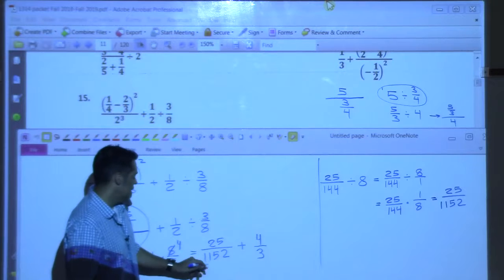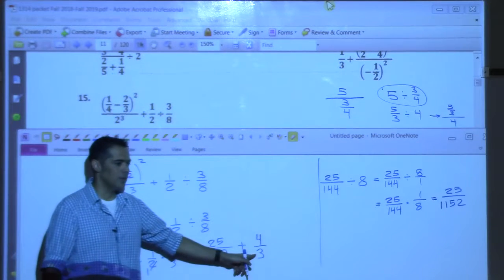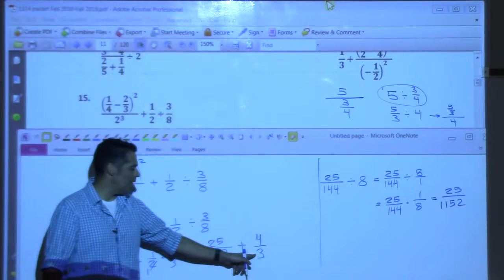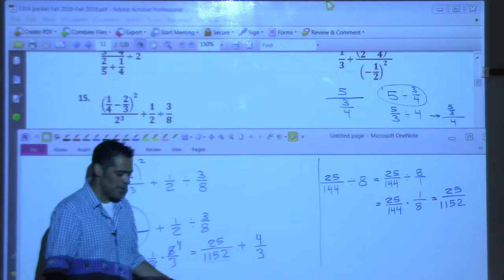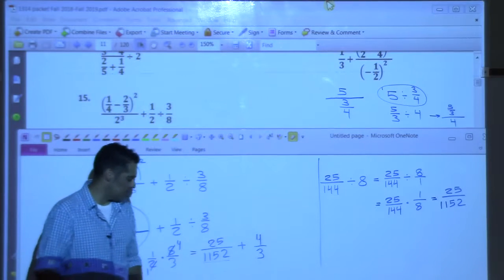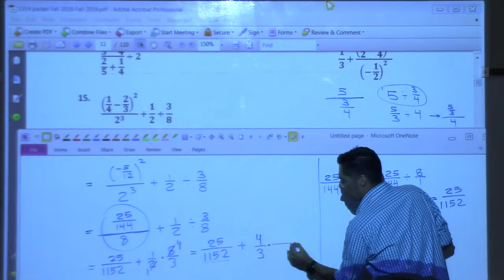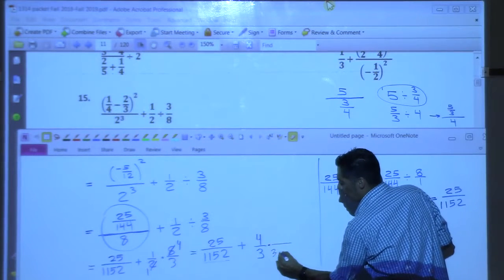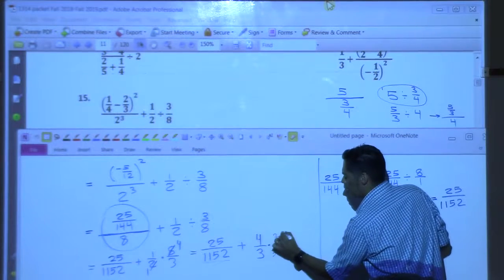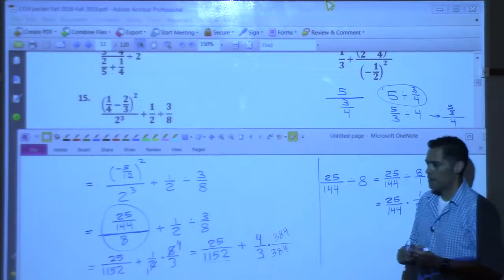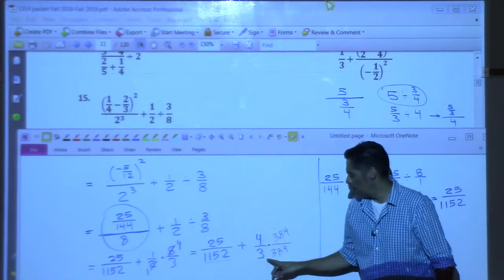So this can be your common denominator, 1152. So you have to turn 3 into 1152. So you multiply it by what to do that? Just get on your calculator and do 1152 divided by 3. What is it? 384. So you multiply 384 here, 384 there. That way this denominator will be the same as that one, and then you can combine them.